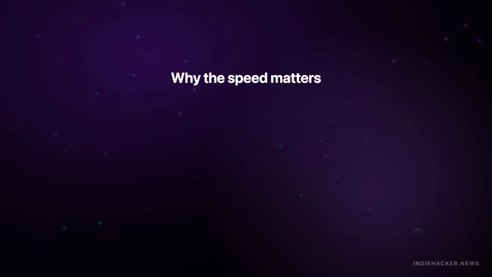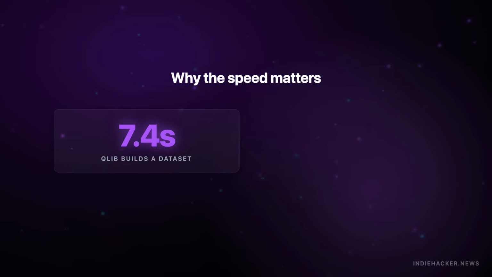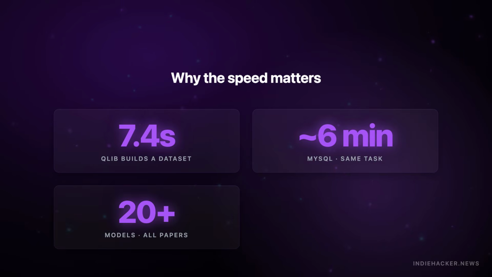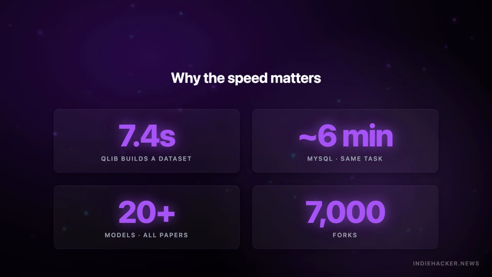And the engineering underneath is not for show. On their published benchmark, Qlib builds a full quant dataset in about 7.4 seconds. The exact same job on MySQL takes a little over 6 minutes. That kind of speed is what makes a deep shelf of models actually runnable, and it's a big reason 7,000 teams have forked the thing.